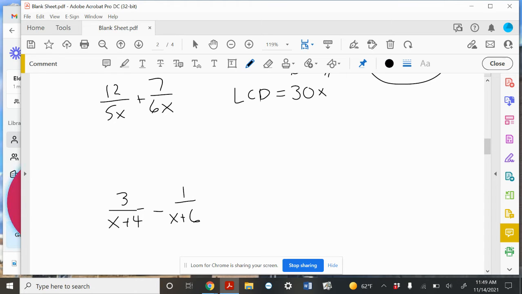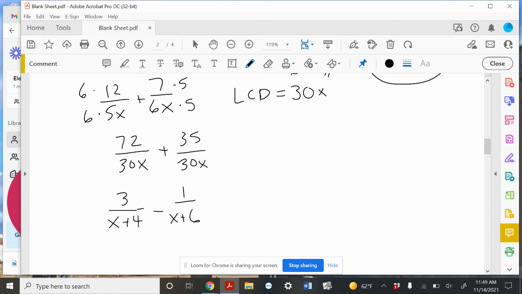Now, what do I do here? I want to multiply my common denominator, or at least look at what's missing. What's missing for my common denominator? So notice, to get 30x from 5x, I'm going to multiply top and bottom by 6. And to get 30x on the 6x, I'm going to multiply top and bottom by 5. So 6 times 12 is 72. That's over 30x, plus 35 over 30x.